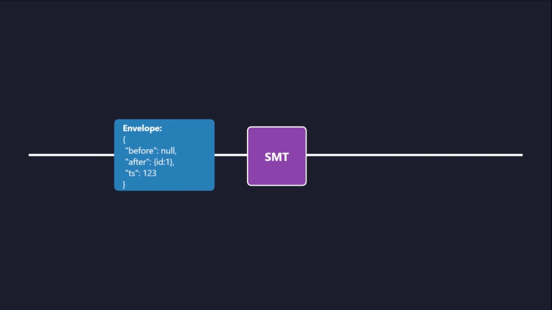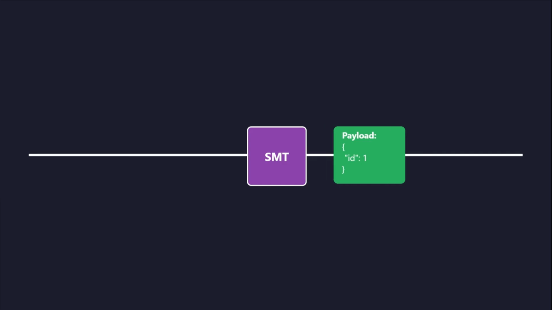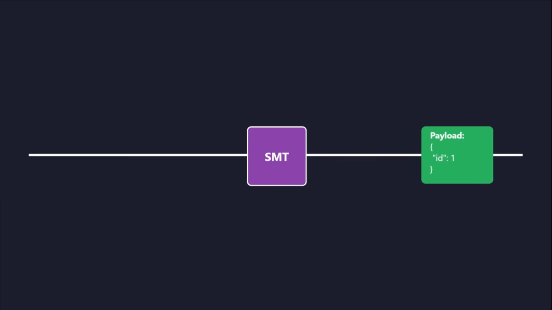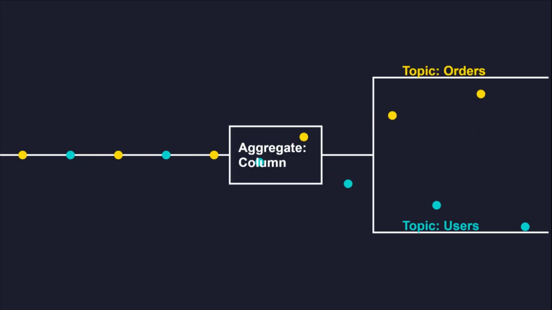Single message transformations allow you to modify events as they pass through Kafka Connect. In the outbox pattern, these transformations are essential for flattening the database change envelope and extracting the specific business payload required by consumers. The Debezium Outbox Event Router is a specialized transformation that recognizes the structure of an outbox table. It automatically extracts the payload column and uses other column values to determine the Kafka message key and destination topic.